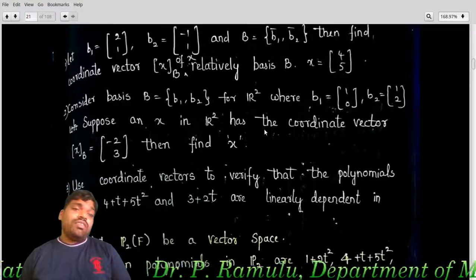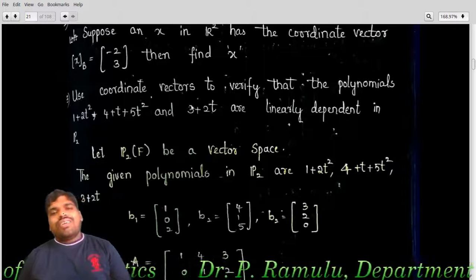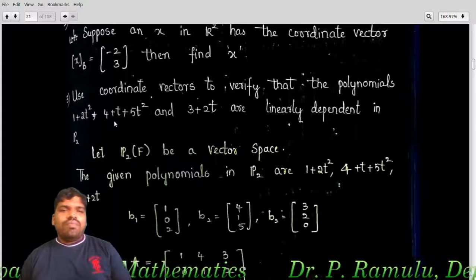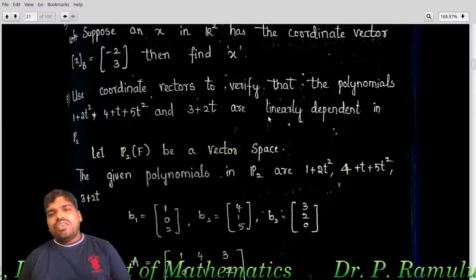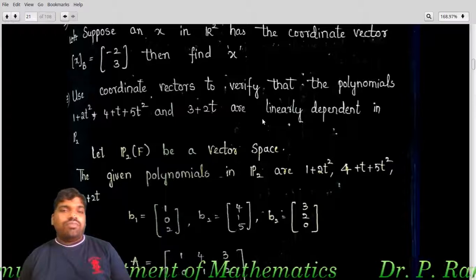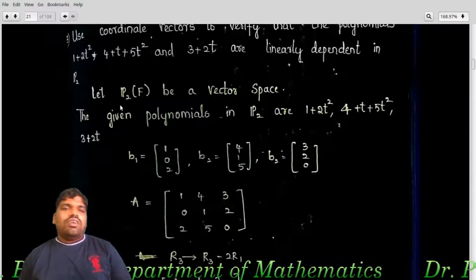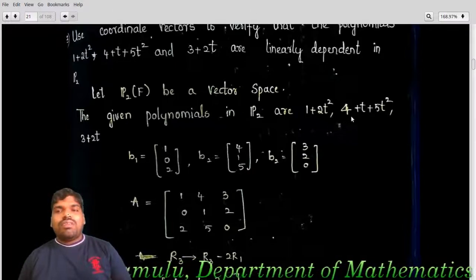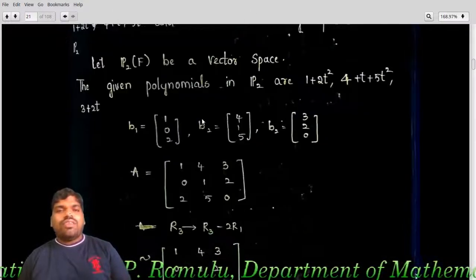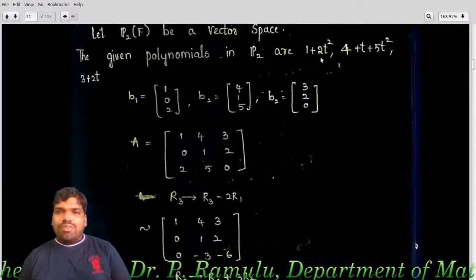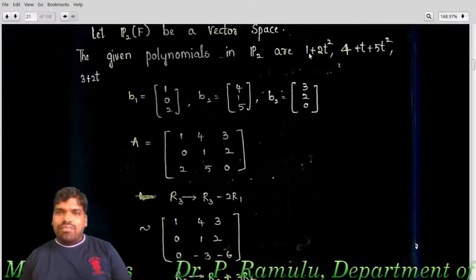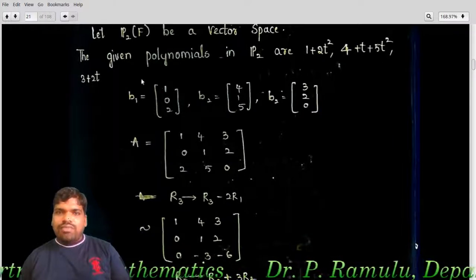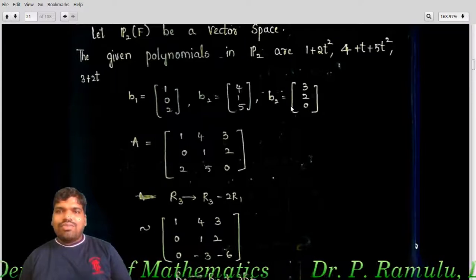I will use the coordinate vector to verify that the polynomials 1 plus 2t square, 4 plus t plus 5t square, and 3 plus 2t are linearly dependent in P2. Let P2 be a vector space, and the given polynomials in P2 are 1 plus 2t square, 4 plus t plus 5t square, and 3 plus 2t. Here b1 is the coordinate vector relative to the basis: b1 equal to 1, 0, 2. B2 is equal to 4, 1, 5. B3 is equal to 3, 2, 0.